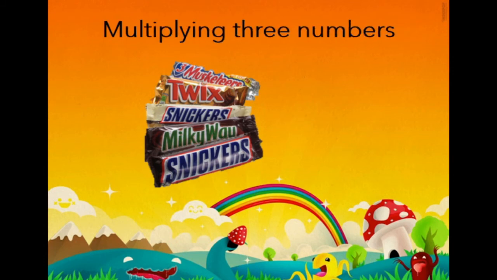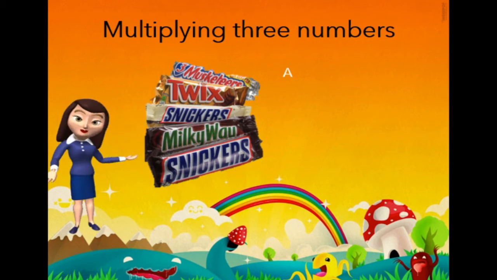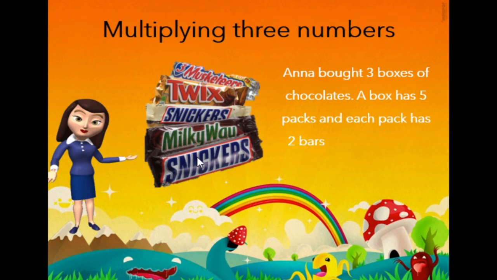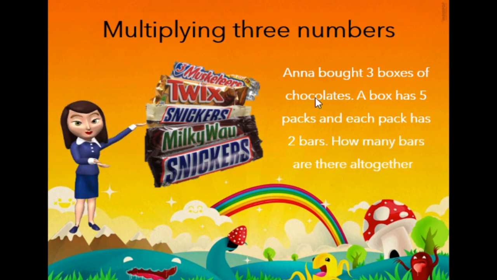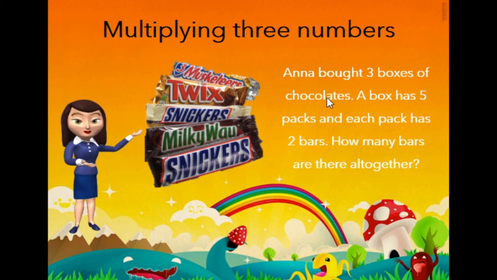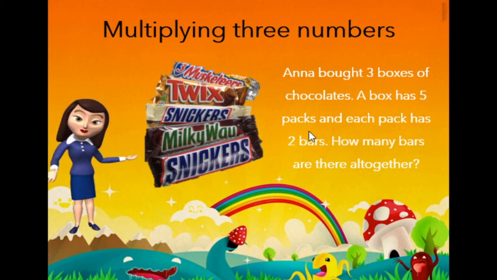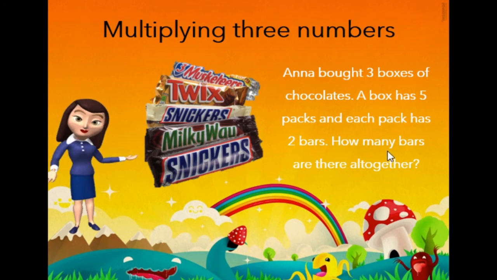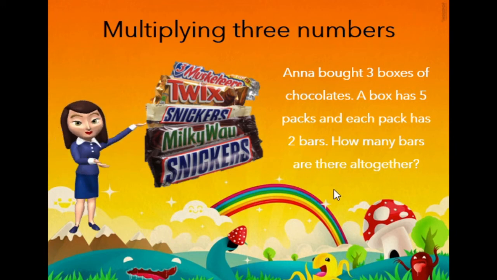Let's try multiplying three numbers. Okay? Multiplying three numbers. This will be our word problem. Anna bought 3 boxes of chocolates. A box has 5 packs, and each pack has 2 bars. How many bars are there altogether?